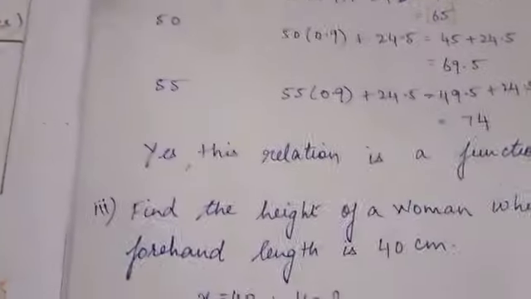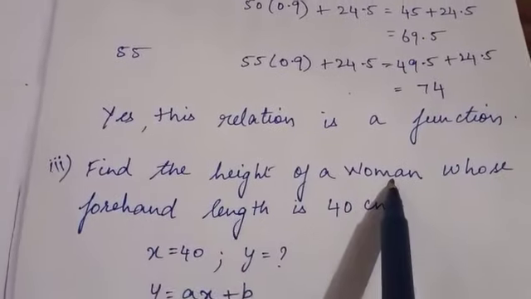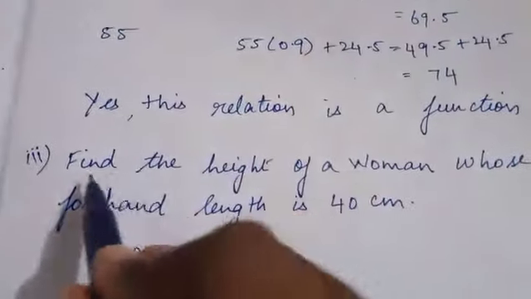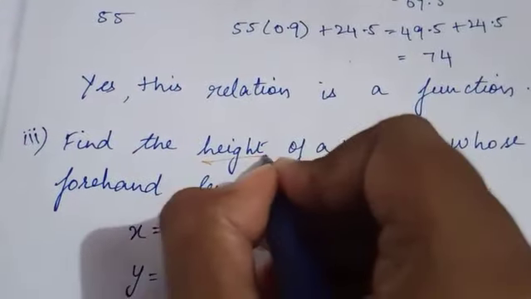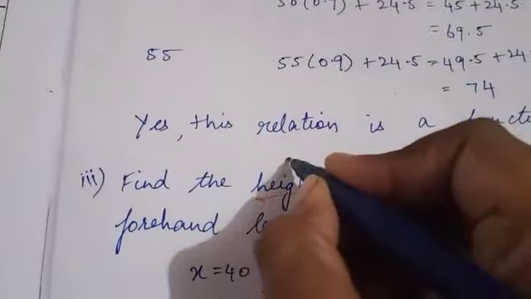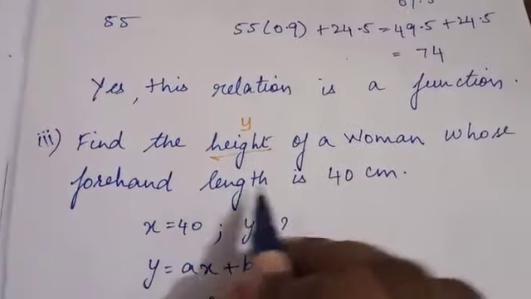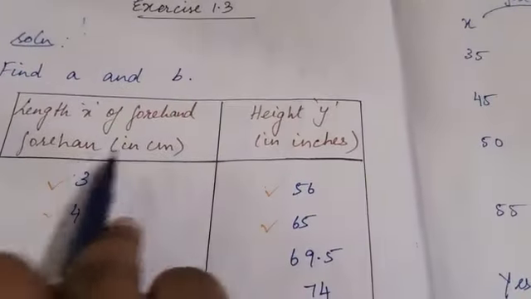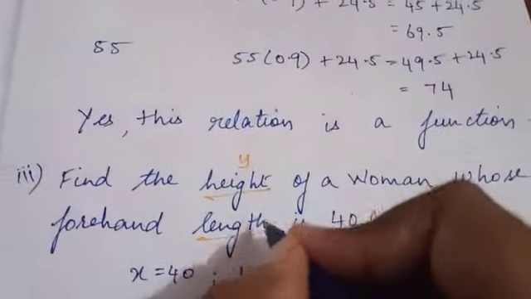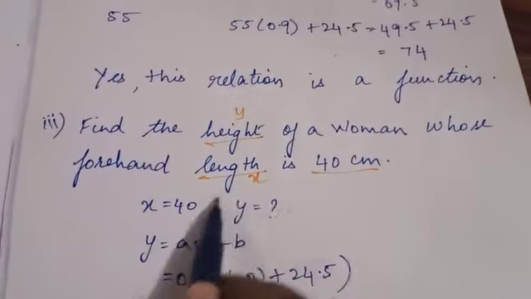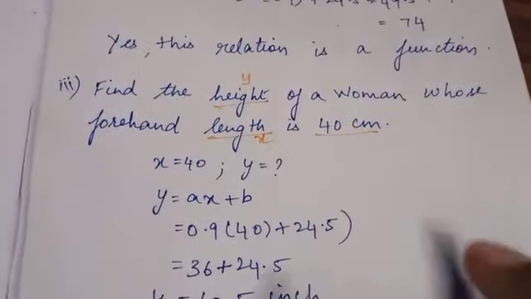So next, the third subdivision. Find the height of a woman whose forehand length is 40 centimeter. So find the height. What is height? Height is y. So we have to find y. And length is 40 centimeter. What is length? X, right? So x is 40 centimeter. X is equal to 40 and we have to find our y.